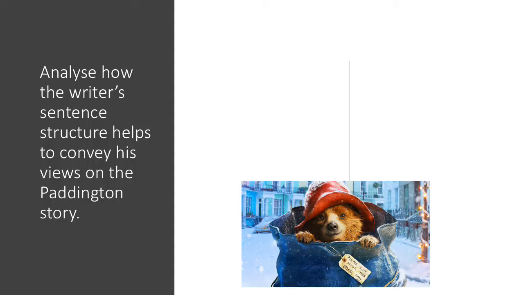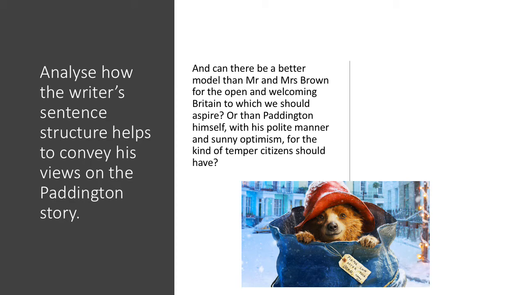So here's an example. Analyse how the writer's sentence structure helps to convey his views on the Paddington story. "And can there be a better model than Mr. and Mrs. Brown for the opening and welcoming Britain to which we should aspire? Or than Paddington himself with his polite manner and sunny optimism for the kind of temper citizens should have?"